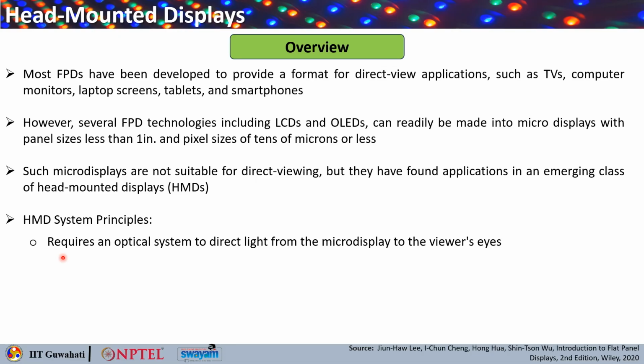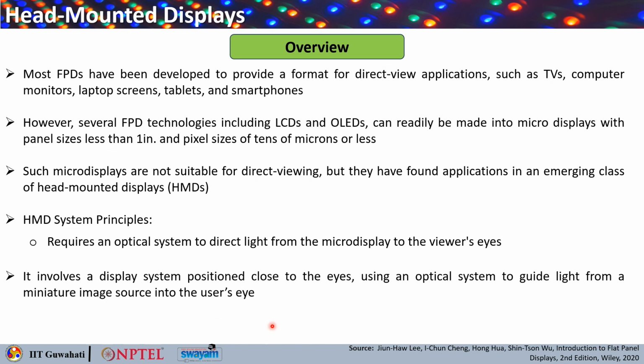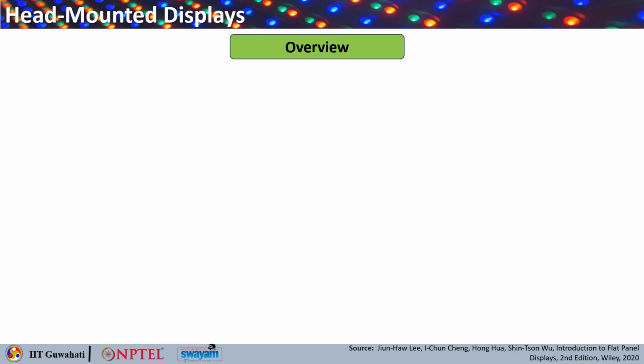So, for a head mounted display system, what is the principle? It requires an optical system that directs light from this micro display to the viewer's eye. It basically involves a display system positioned close to the eyes, and then using an optical system, it can guide light from this miniaturized image source into the user's eye.